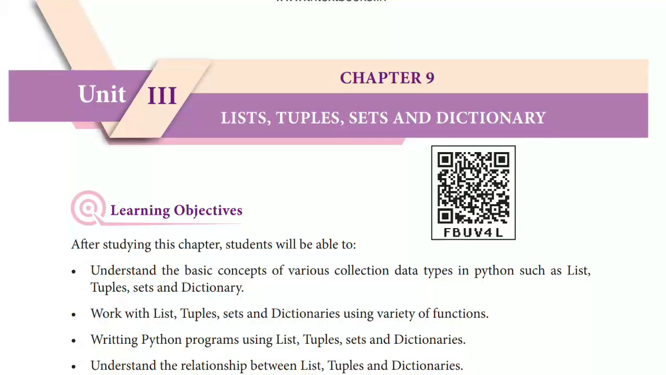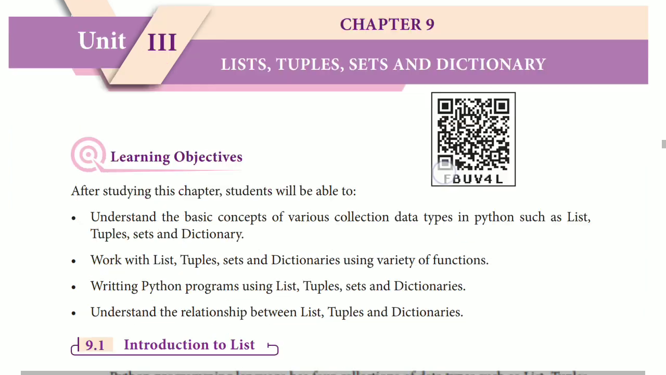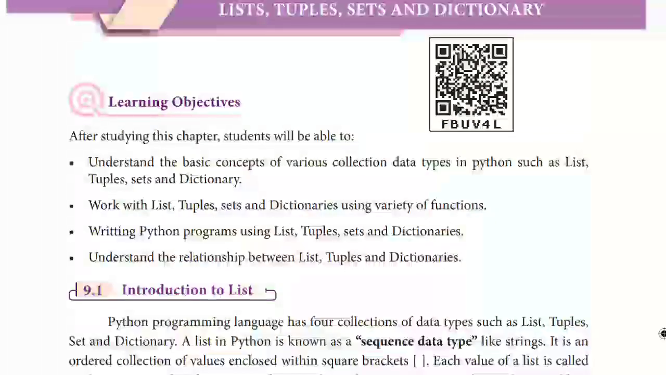Hello, students. Today we are going to see this new chapter, which is known as list, tuples, set, and dictionary. These are all the names of data collections in Python. So we are going to see these things in a detailed way. In this chapter, we are going to understand the concept of various collection data types.